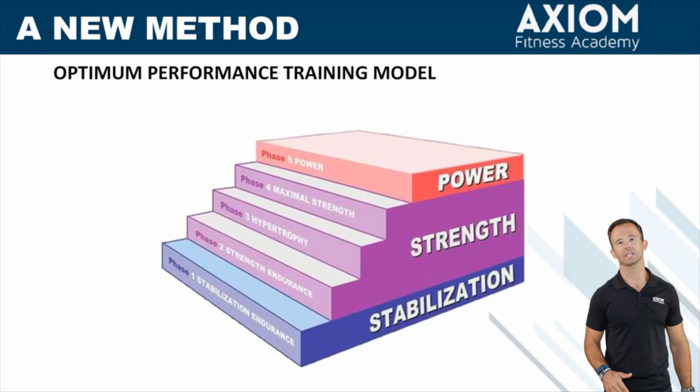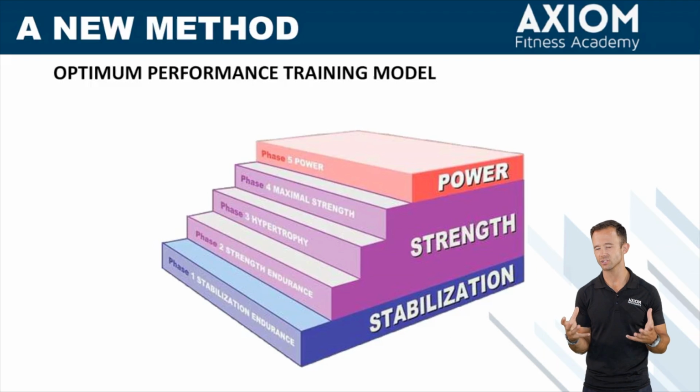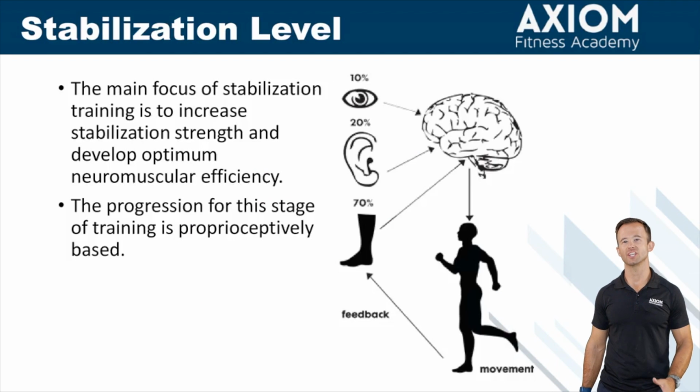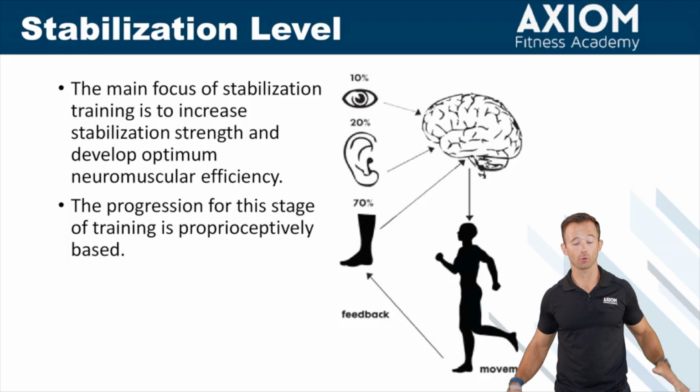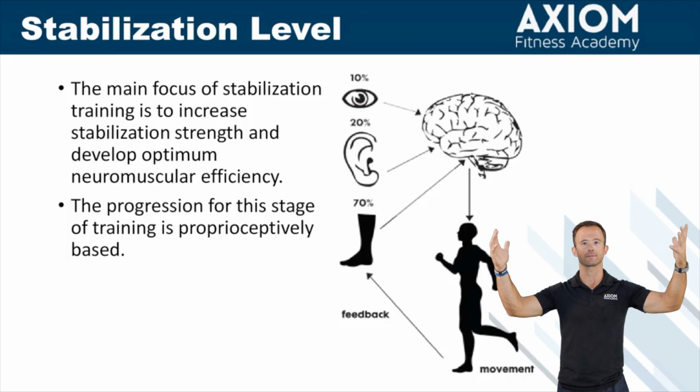So over the next couple of slides, we're going to break each one of these down a little bit more individually into what we are actually trying to achieve and what this looks like inside the gym. So stabilization, phase 1 of the OPT model, really, we're just now pouring the concrete and laying the foundation for all of the progress that we want to set further down the road.